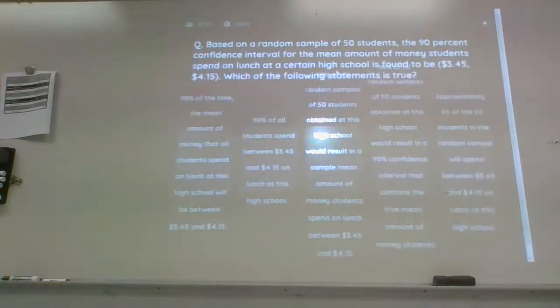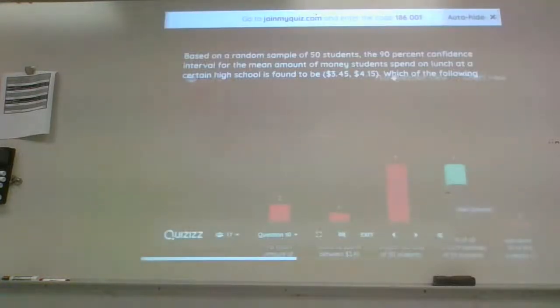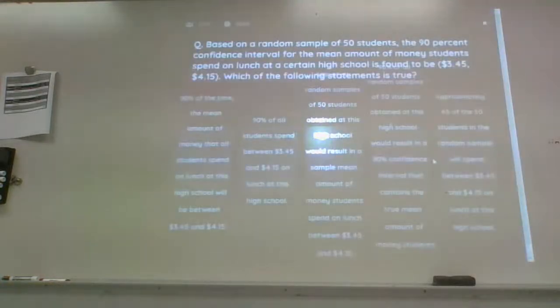So the third and fourth statement look very much the same. They both started as 90% of all random samples of 50 students obtained at this high school would result in a, and that's where they diverged. The third option said a sample mean amount of money students spend on lunch between those two values. But no, it would result in a 90% confidence interval that contains the true mean.